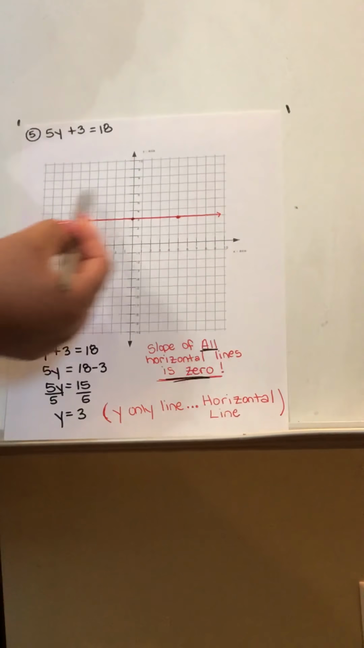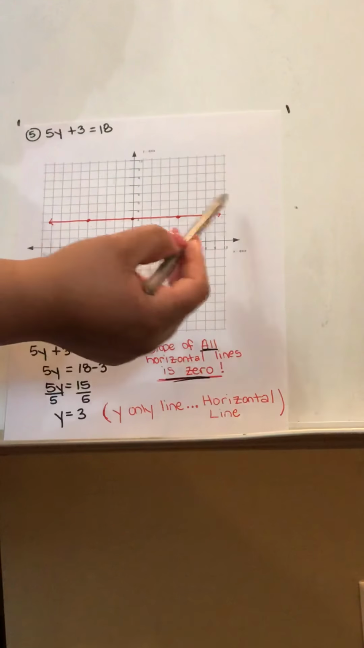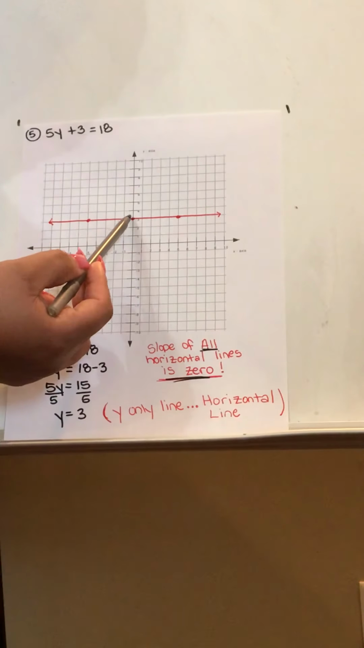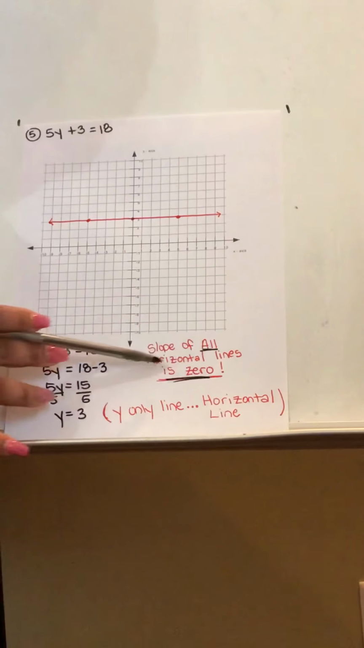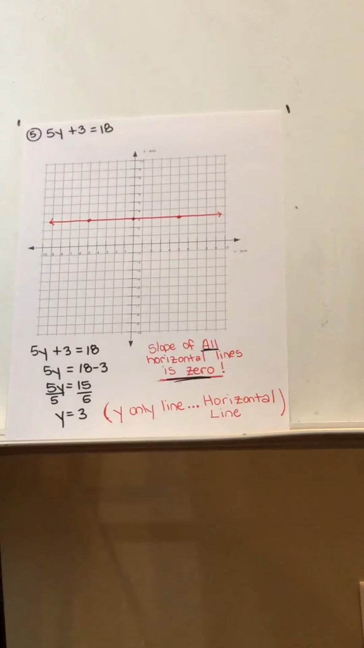Okay? Horizontal line is a y-only line. It's going to go through your 3 on the y-axis. Now, you need to know the slope of all horizontal lines is 0. The slope of that line is 0. The y-intercept of that line is 3. That's where it's crossing the y, is at 3. It does not have an x-intercept because it never will cross the x-axis. This is a special line. This is our horizontal line.